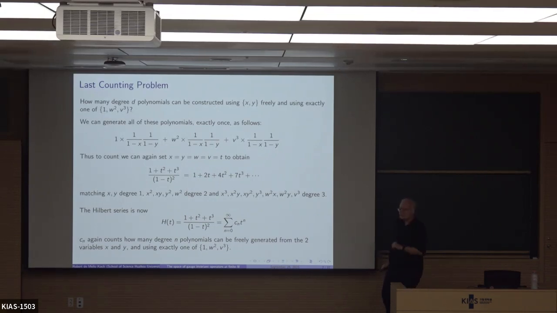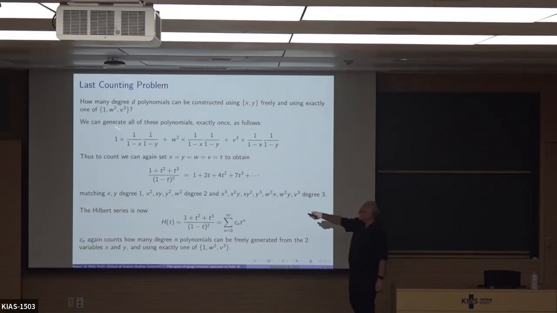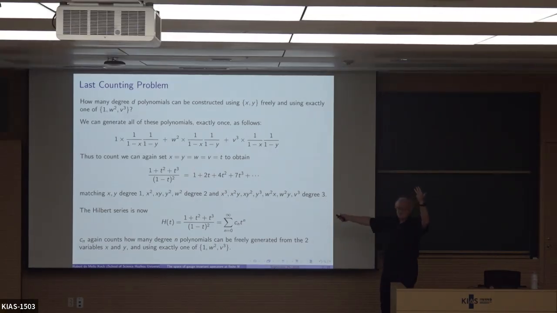So let's just check one thing, make sure we know what's going on. That 7t cubed should tell us that there are 7 degree 3 polynomials. Well, let's count them. From the 1, we can have x cubed, x squared y, x y squared, and y cubed. From the w squared, we can have w squared x, w squared y, and from the v cubed, just v cubed. Well, that's a total of 7.